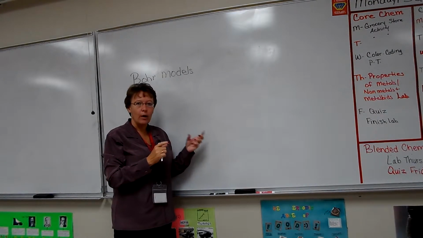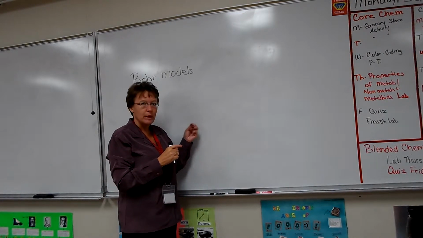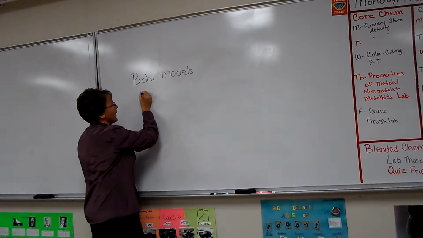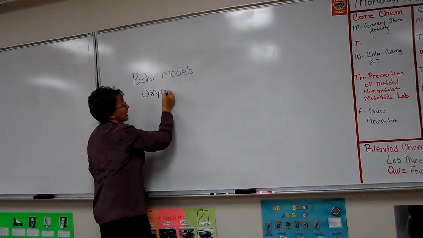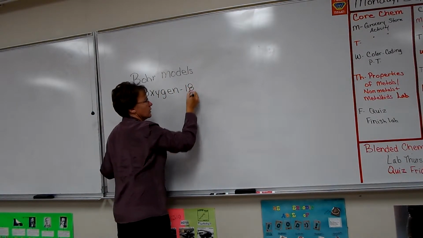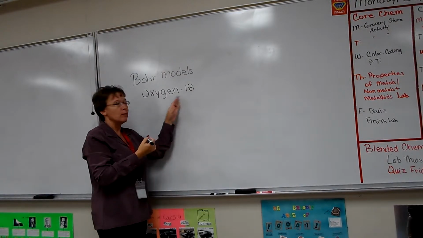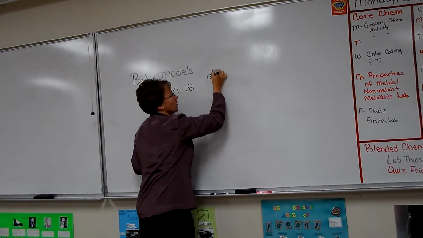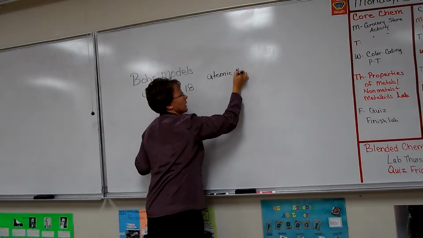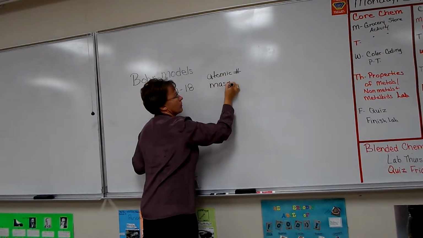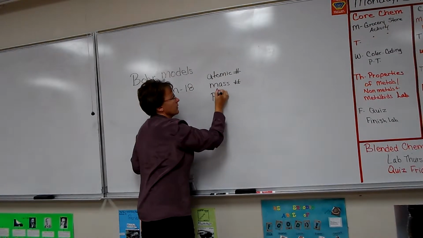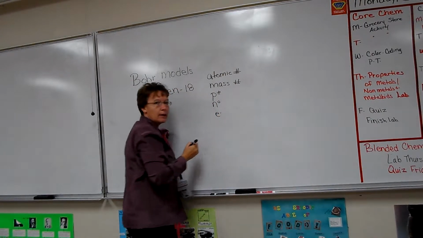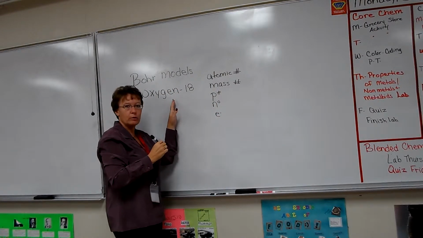So we've already shown how we can represent atoms and elements with writing. For example, let's look at the atom oxygen 18. Okay, so this particular isotope of oxygen. When we write it with the hyphen notation, we know the atomic number, the mass number, the number of protons, neutrons, and electrons just by having this hyphen notation.